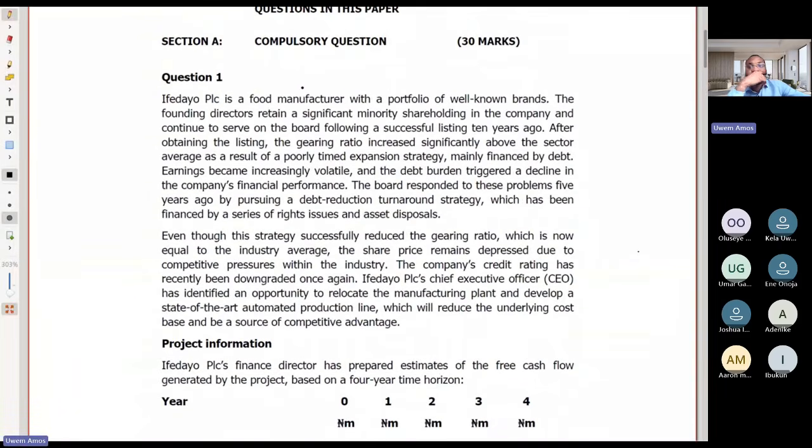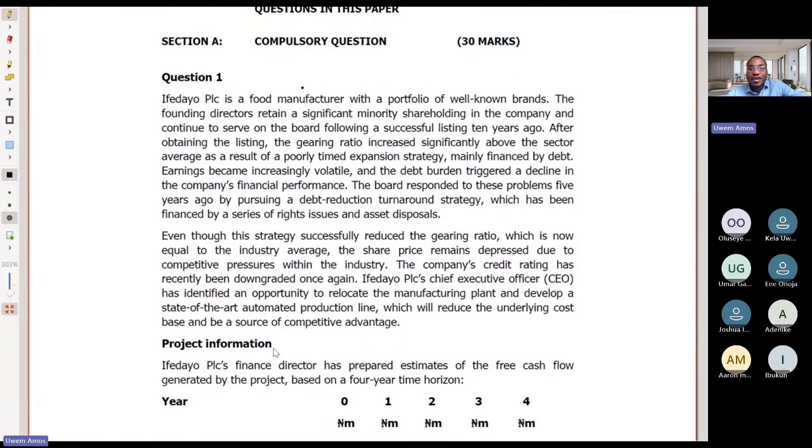Okay, so our question reads as follows. Ifedayo Plc is a food manufacturer with a portfolio of well-known brands. The founding directors retain a significant minority shareholding in the company and continue to serve on the board following a success 10 years ago. After obtaining the listing, the gearing ratio increased significantly above the sector average as a result of a poorly timed expansion strategy, mainly financed by debt.